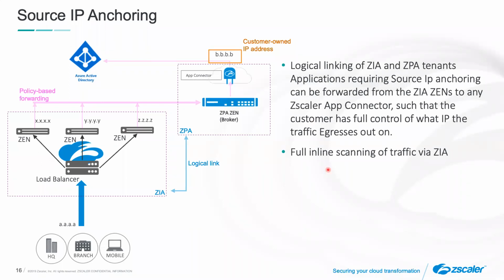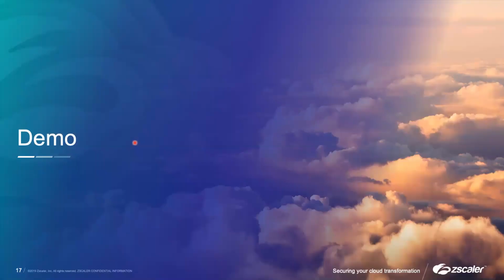So the last thing to mention is that this traffic is still going through ZIA. Even though the final destination goes out via a ZPA connector, it still goes through ZIA. So it's still going through full inline inspection, and we can make sure that if anything bad is coming back, Zscaler can still inspect it and make sure that it is blocked. So having covered that, let me get into the demo.